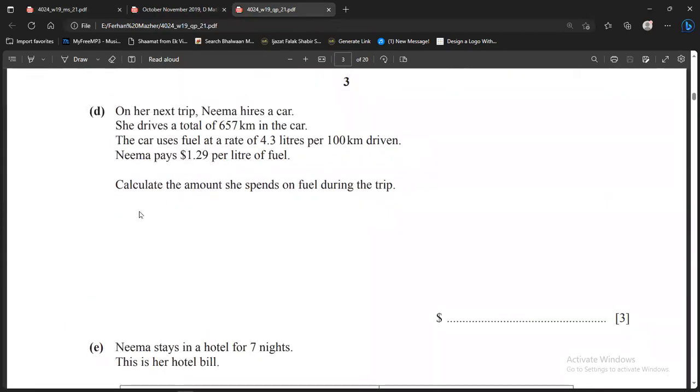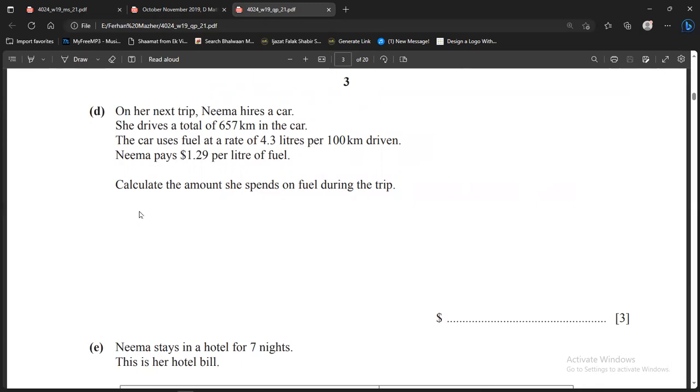It says, on her next trip, Nima hires a car. She drives a total of 657 kilometers in the car. The car uses fuel at a rate of 4.3 liters per 100 kilometers driven. Nima pays $1.29 per liter of fuel. Calculate the amount she spends on fuel during the trip.